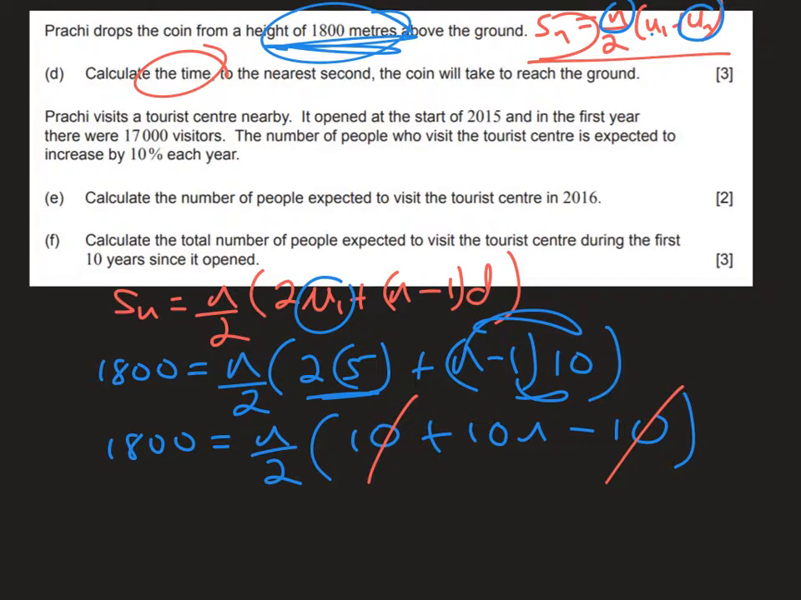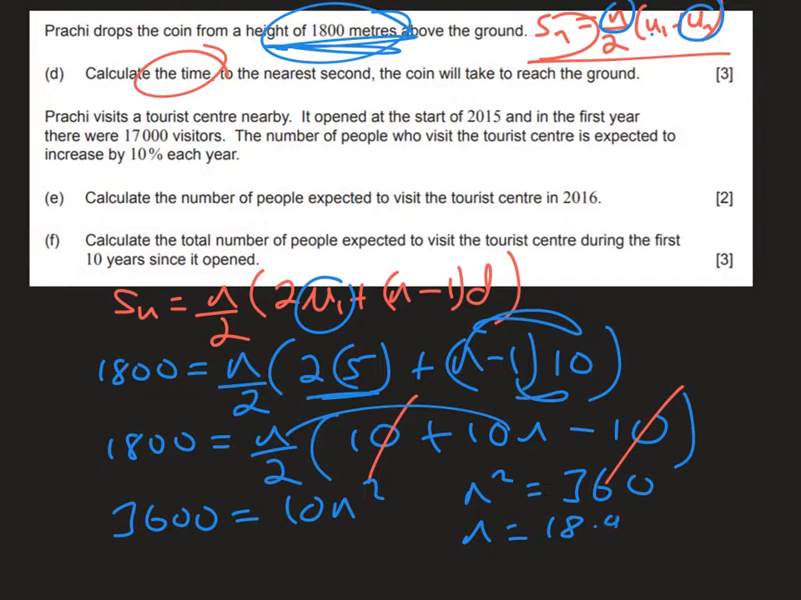If we multiply both sides by 2, we've got 3,600 equals n times 10n, which is going to be 10n squared. So n squared is going to be 360. So if we take the square root of that, we will end up with an answer of 18.97 seconds. So to the nearest second, that is going to be 19.